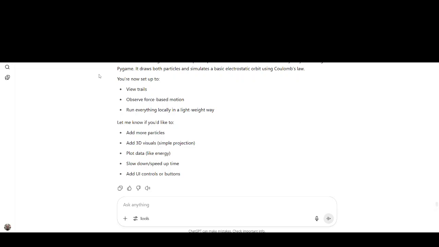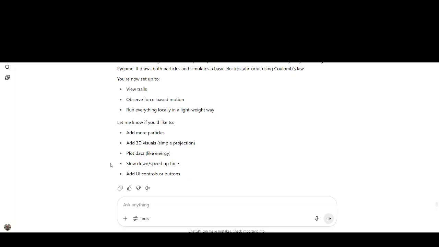Here's a first working version of a simple 2D proton electron simulator, written entirely in Python using pygame. It draws both particles and simulates basic electrostatic orbits using Coulomb's law. You're now set up to view trails, observe force-based motion, and run everything locally in a lightweight way. Let me know if you'd like to add more particles, add 3D visuals, simple projection, plot data like energy, slow down, speed up time, add user interface controls or buttons.